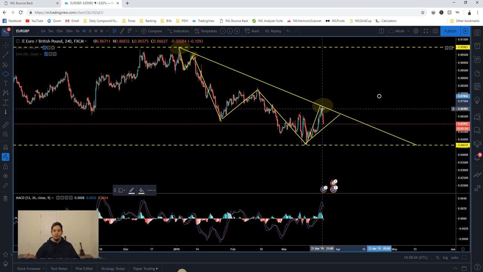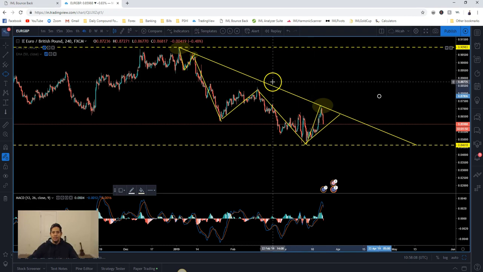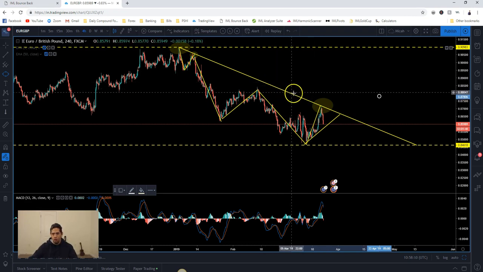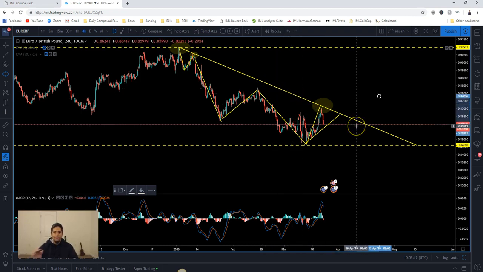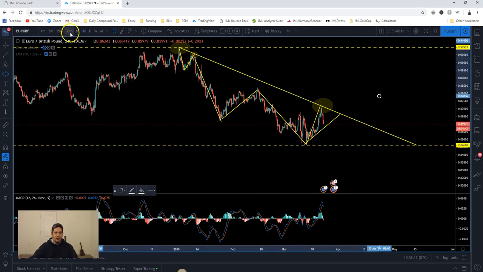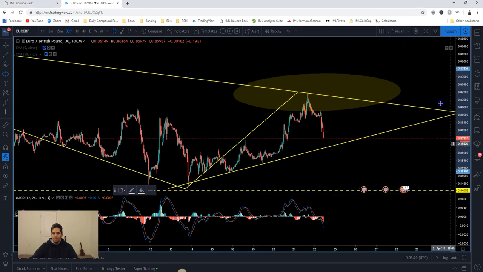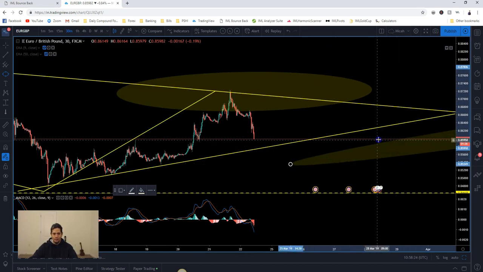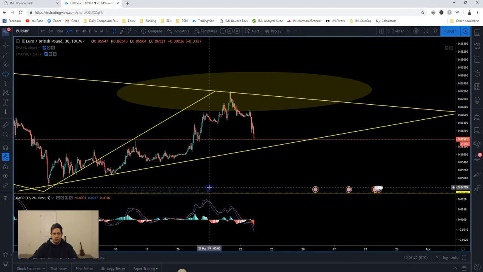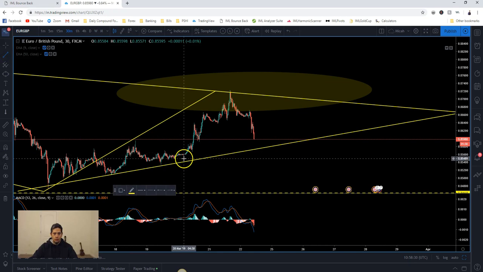So here's where the bounce back comes in. For me, from what I'm seeing right here, because it didn't break this structure or this trend line, this is a good trade to get into. So now we're going to break it down to the 30-minute and draw our 30-minute trend line, because that's one of the criteria. So here we go.